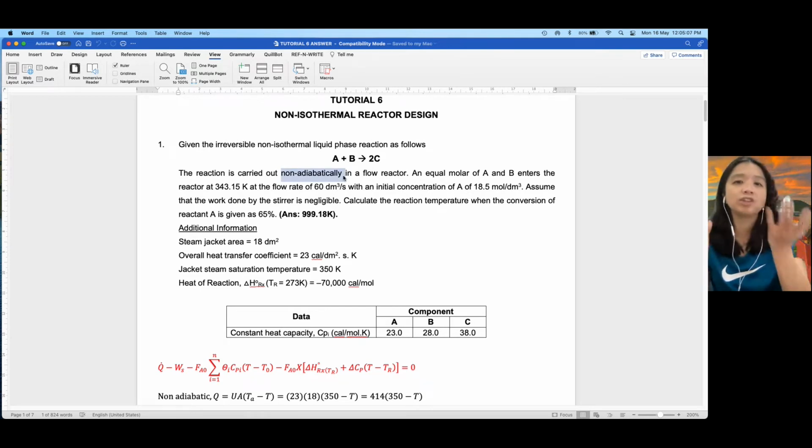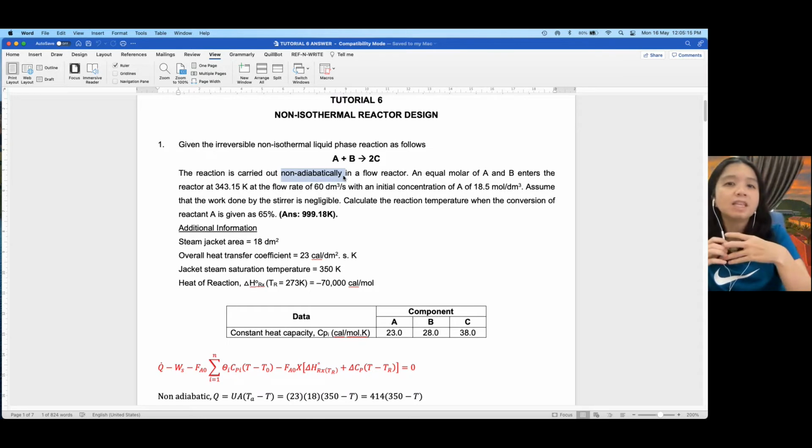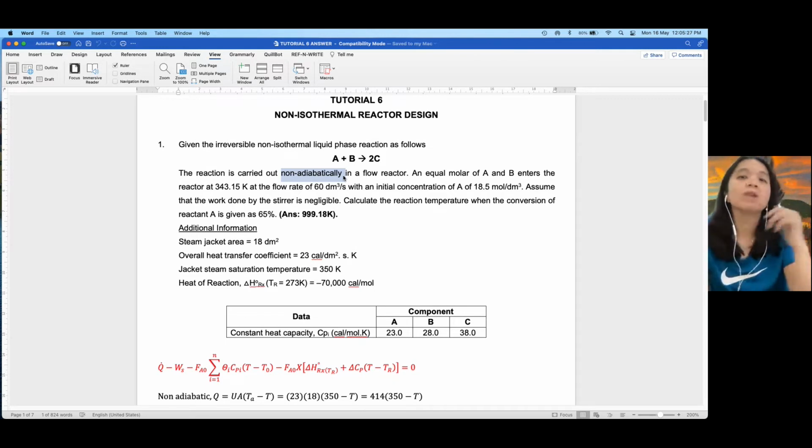So you learned reactions that are non-isothermal. We have adiabatic and non-adiabatic. What's the difference? It's very easy to understand. Non-adiabatic means you have to calculate Q. Adiabatic means Q is 0. Non-adiabatic means you have heat supplied to the reactor, hence you have to calculate the Q. If adiabatic, Q is 0. That's the first piece of information. So in this case, we are supposed to calculate Q, right?